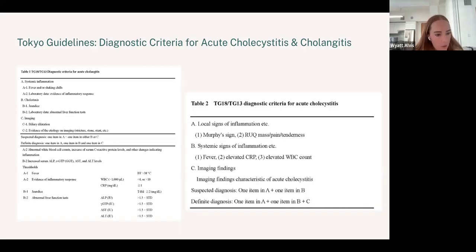So you can see on the cholangitis, it's a little bit more specific with systemic infection signs and different lab values, versus our acute cholecystitis Tokyo guidelines are a little bit more based on imaging and then just some labs from there, as well as physical exam.